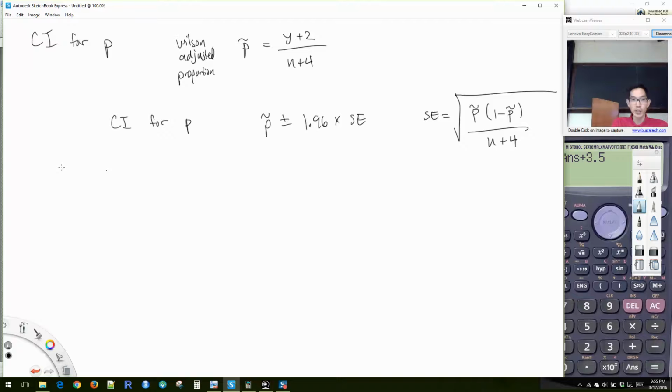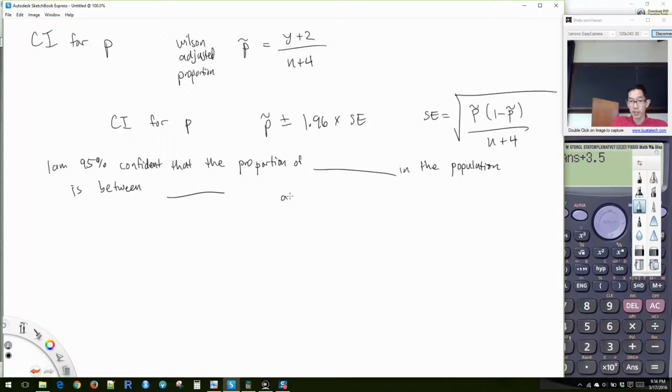Okay, and then you'd say I am 95% confident that the proportion of blank in the population is between blank and blank.